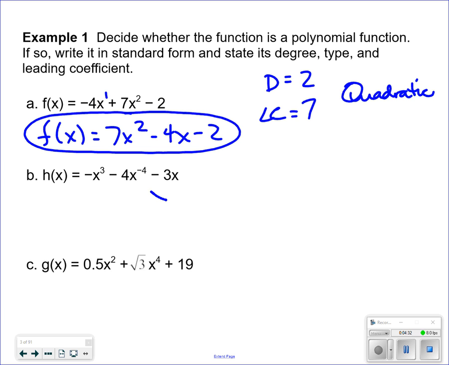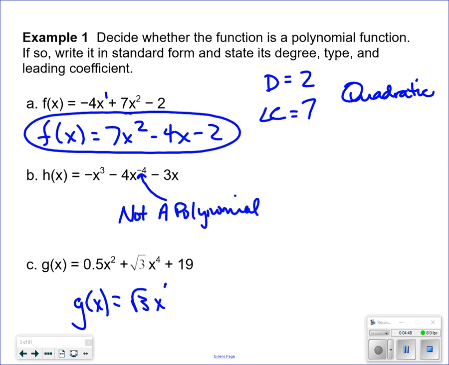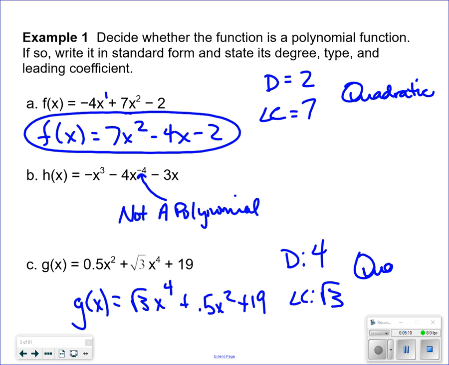Next one, because you have something that's a negative exponent, this is not a polynomial. Now the next one's going to confuse some people. It actually is a polynomial. The fact that you have an irrational value doesn't make any difference. So I'm going to put this in descending order, the highest exponent to the lowest exponent. And then I'm going to answer the 3 questions: degree, lead coefficient, and type. The degree in this case is 4. The lead coefficient is the square root of 3. And because you have a 4th degree, that's called a quartic.